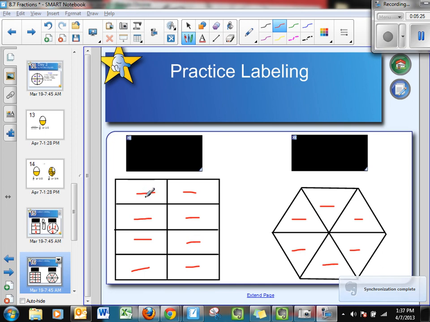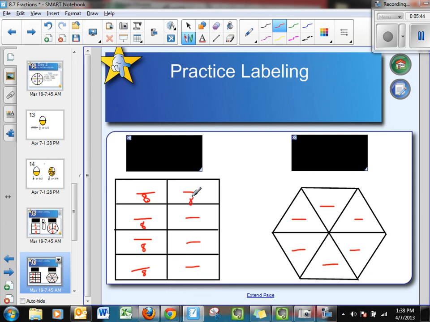So I would need the number 8 on the bottom of every single one of these. By putting that number 8 at the bottom, that tells me that we have a total of 8 pieces in our whole. So this rectangle has a total of 8 pieces.